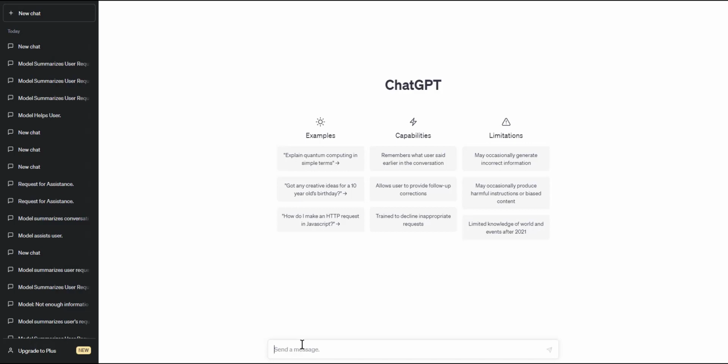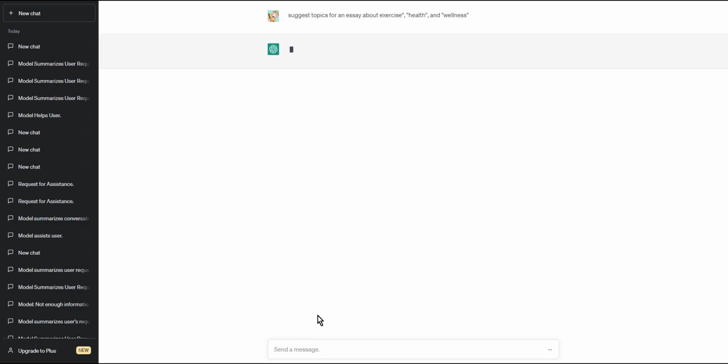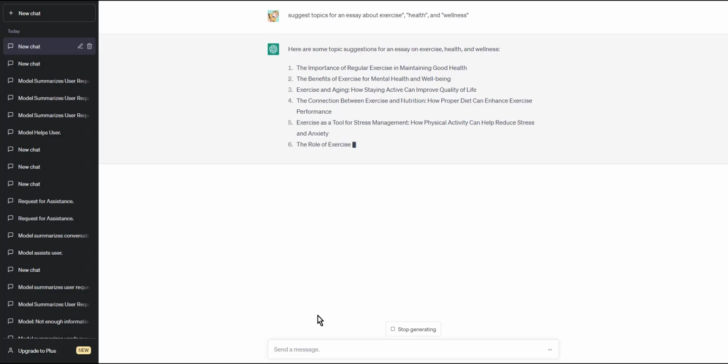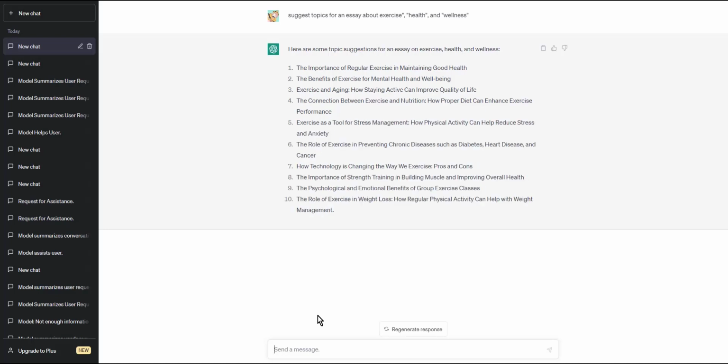For example, let's say you want to write an essay about the benefits of exercise. You can input keywords like exercise, health, and wellness into the ChatGPT bar, and it might suggest topics like the importance of regular exercise for overall health or how exercise can improve mental health.